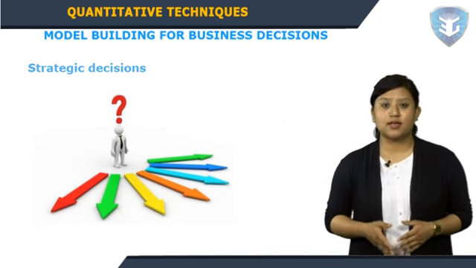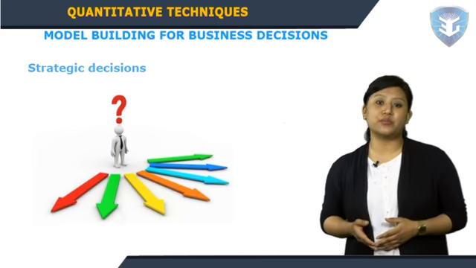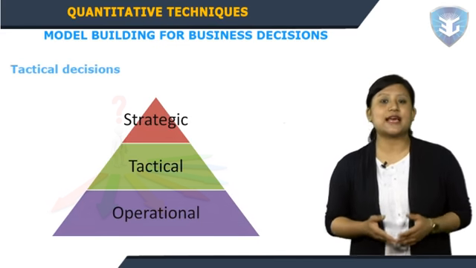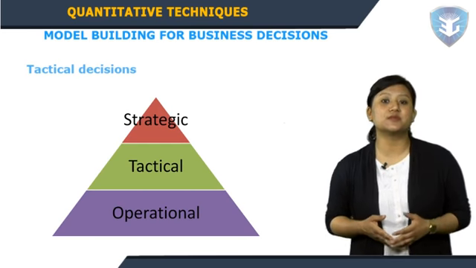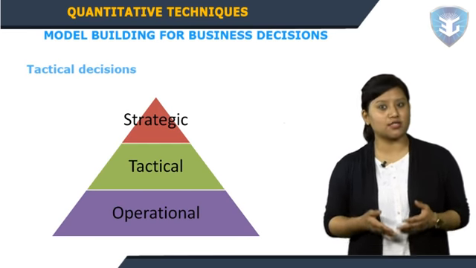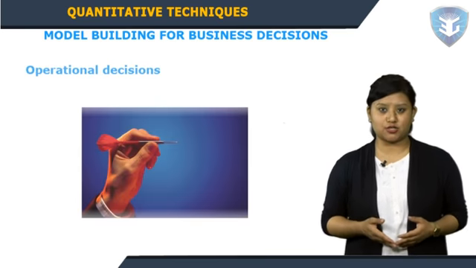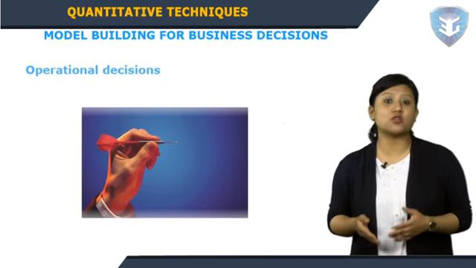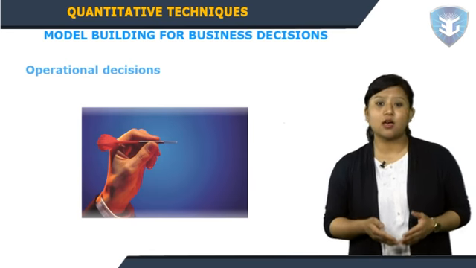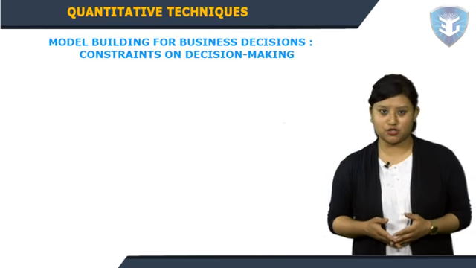Strategic decisions. These affect the long-term direction of the business, whether to take over company A or company B. Tactical decisions. These are medium-term decisions about how to implement strategy. For example, what kind of marketing to have or how many extra staff to recruit. Operational decisions. These are short-term decisions, also called administrative decisions, about how to implement the tactics. Model building for business decisions.